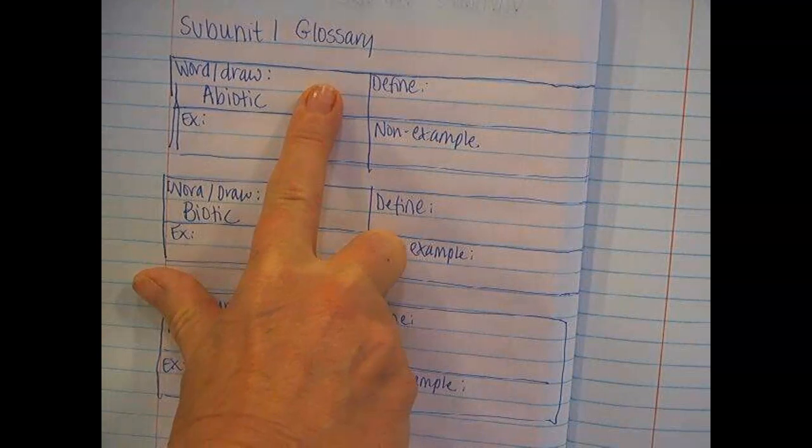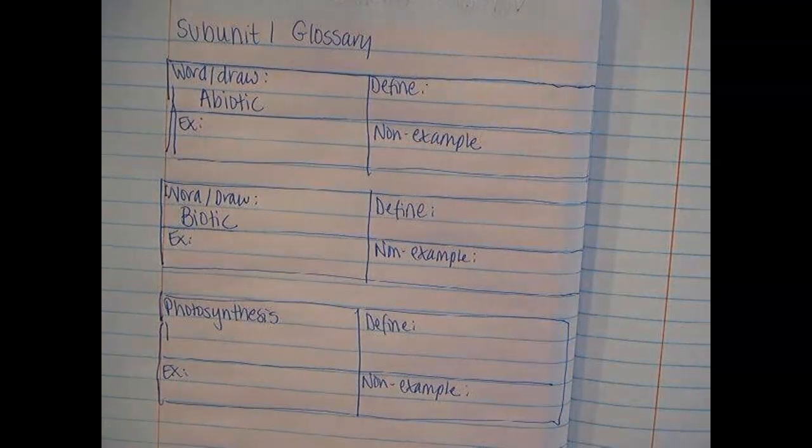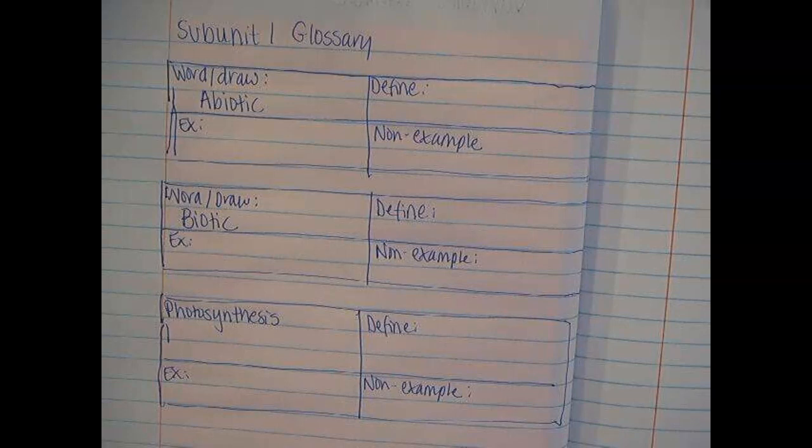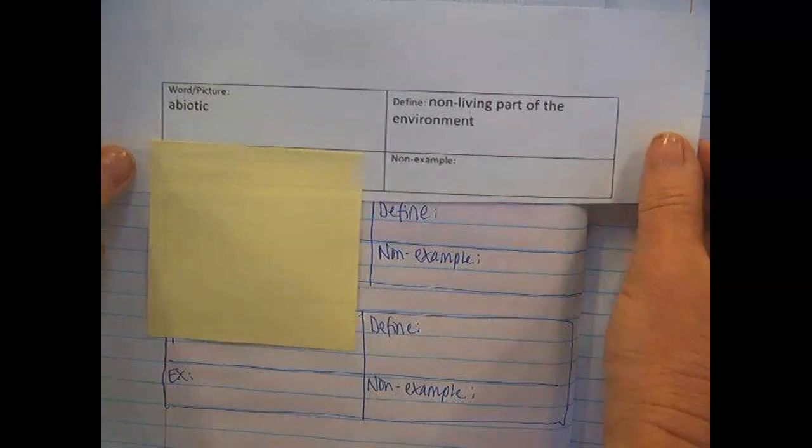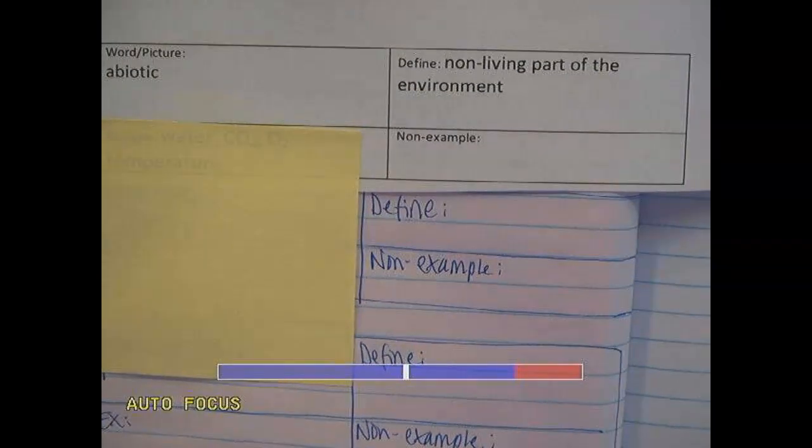We're going to give some examples, some non-examples, and make sure you draw something here that would represent that particular word for you. So our first word, and you're going to see this one as you move through this particular subunit, is the word abiotic. I'm going to go ahead and put this underneath so you guys can see the definition. And I'll zoom in on this one so you can actually see it a little closer.